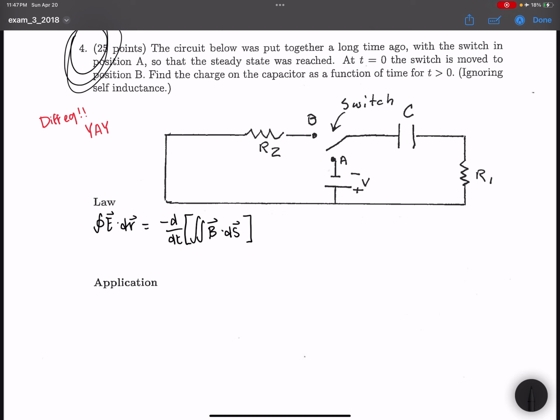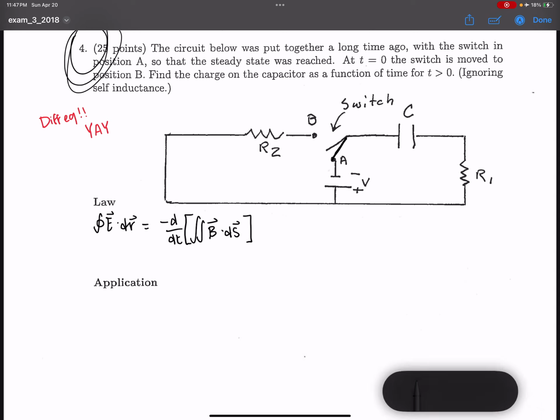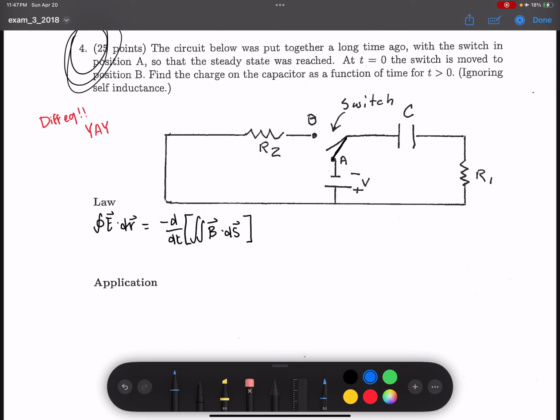Okay, so it's at position A, so it's actually down. So this is closed, so that the steady state was reached. This is important. At time equals 0, the switch is moved to position B. Find the charge of the capacitor as a function of time for t greater than 0. Ignoring self-inductance.